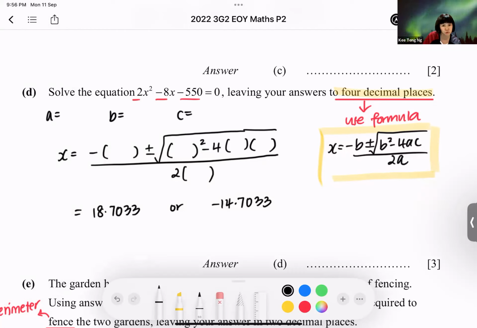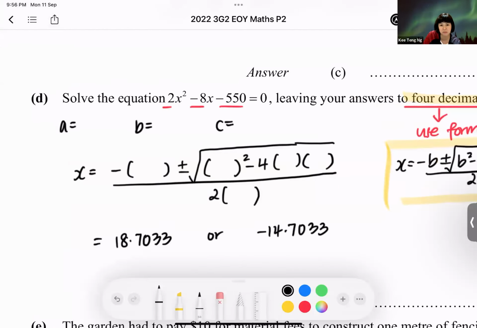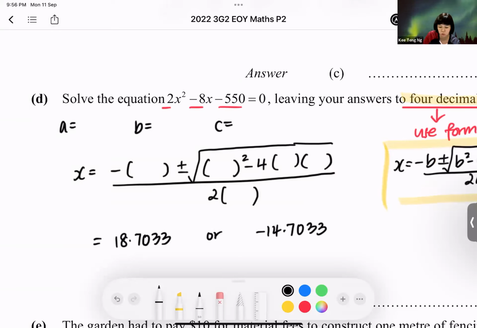Let's look through our question. 2x squared minus 8x minus 550. So a is the number 2. Don't have square. The square is for the x, not for the 2. So a is just the value 2. b is not the number 8, but it is negative 8. And c is the value negative 550.